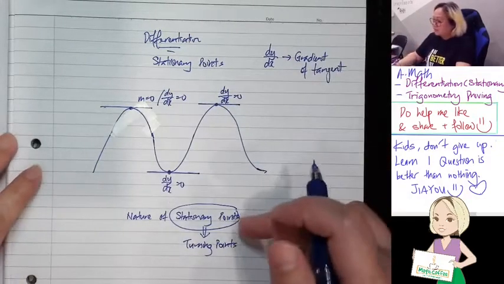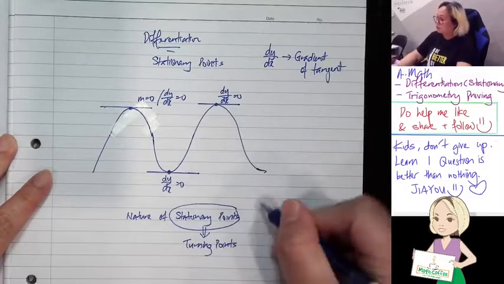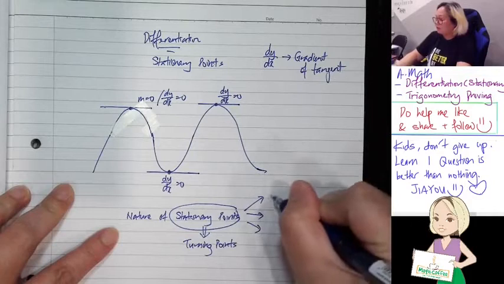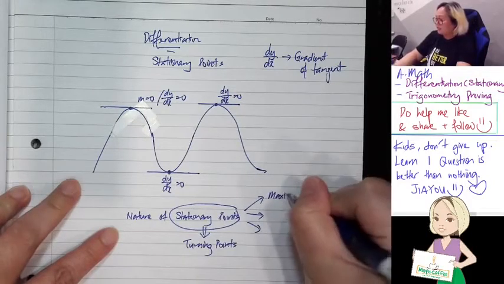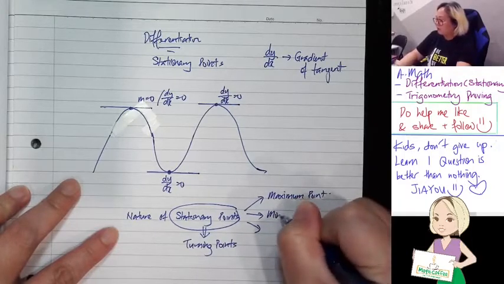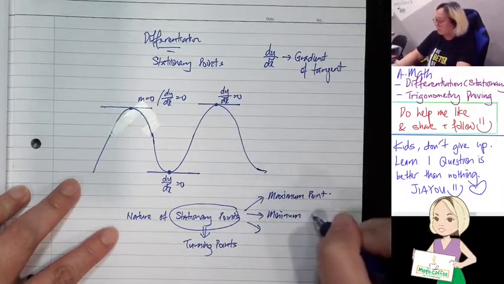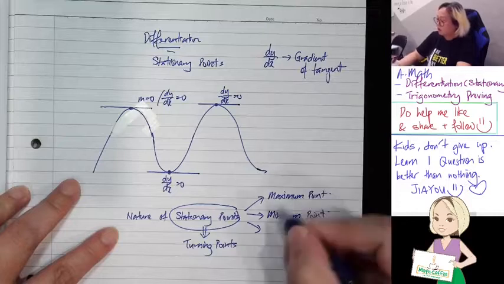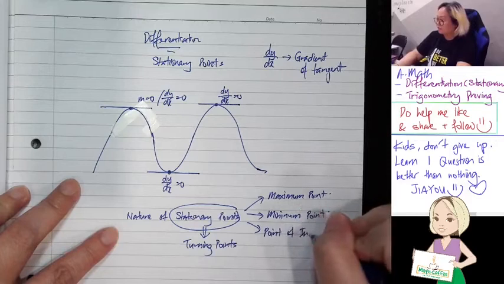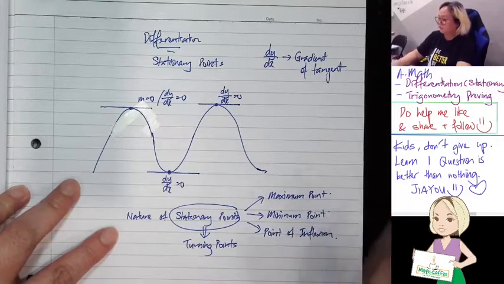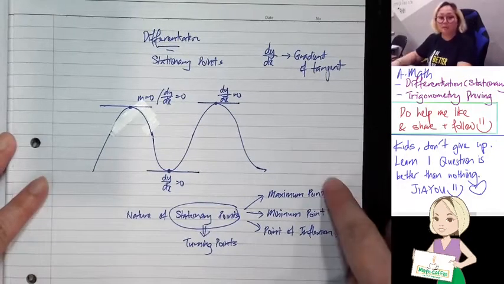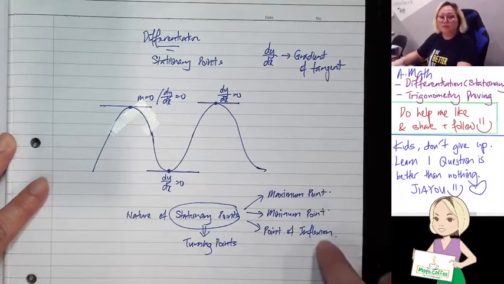Basically for stationary points, we need to know that the nature has 3 types. You either say that it is a maximum point, a minimum point, or a point of inflection. So when they say find the nature of the stationary point, you need to find out whether it is a maximum point, minimum point, or a point of inflection.